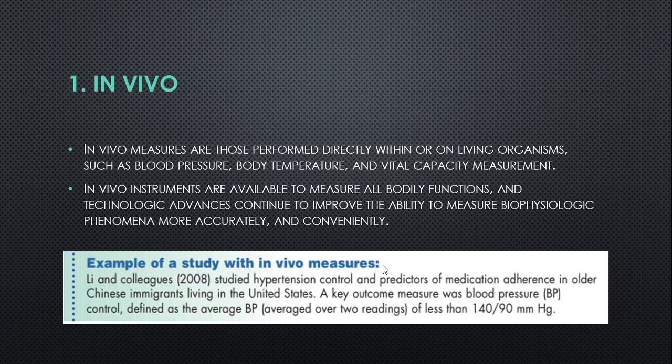Okay, an example of a study with in vivo measures is from Lee and colleagues in 2008, who studied hypertension control and predictors of medication adherence in older Chinese immigrants living in the United States. A key outcome measure was blood pressure (BP) control, which they defined as an average BP, or the average over two readings, of less than 140 over 90 millimeters of mercury. Okay? So, yun yung mga example ng in vivo as biophysiologic testing.